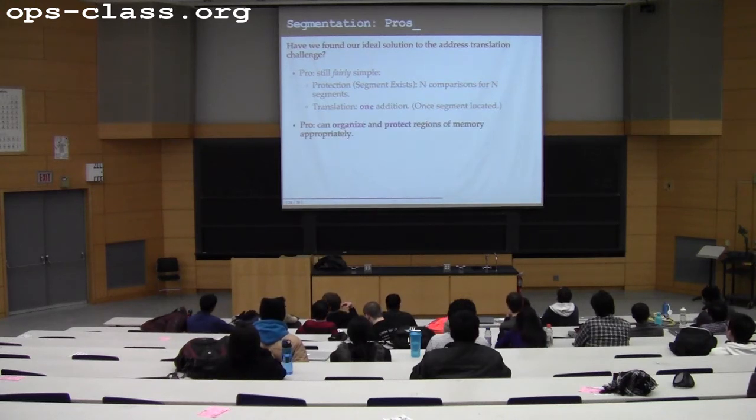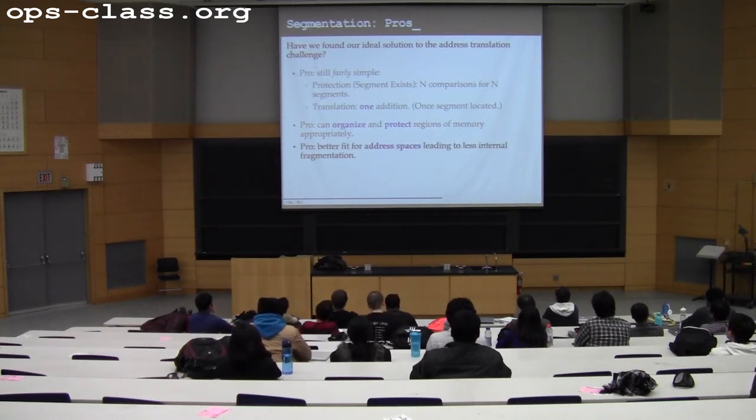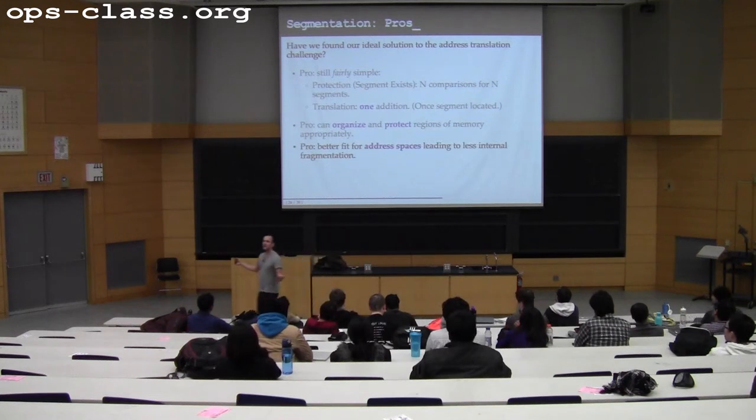And it's also a nice thing that I can organize and protect the areas within the address space correctly. Now that I've broken them up with this nice unit, I can assign different permissions or different protection to each segment. And it's also a better fit for address spaces because I don't have to allocate physical memory for those huge chunks of unallocated address space that are in between, for example, the code and the heap. I don't have to do that anymore. With base and bounds, I did. That's why it was such a terrible idea.